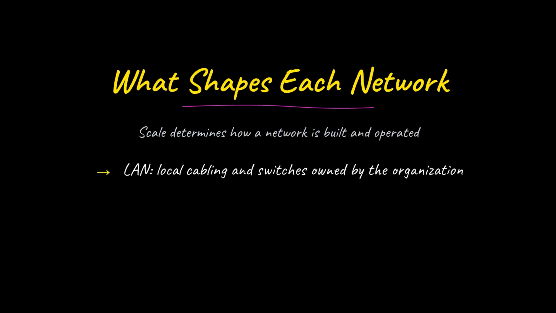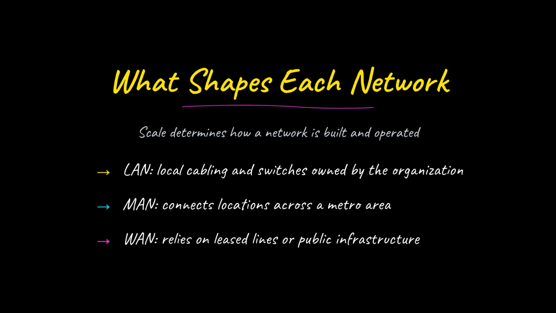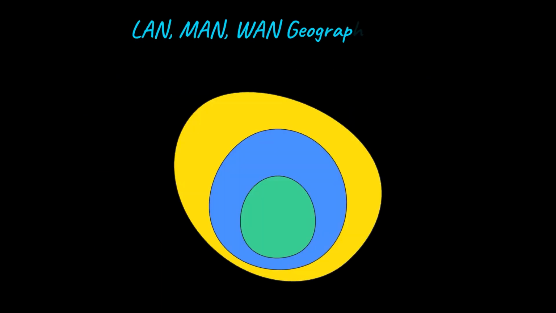Each tier has different infrastructure needs. A LAN uses cabling owned by one organization. A MAN ties together city locations. A WAN links distant offices using leased lines or shared public infrastructure. Visually, think of the 3 as nested zones of reach. LAN is the smallest footprint, MAN wraps around it at city scale, and WAN extends outward across the greatest distances.